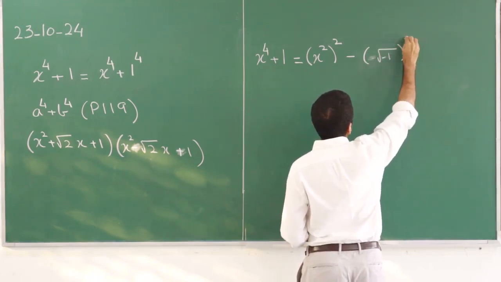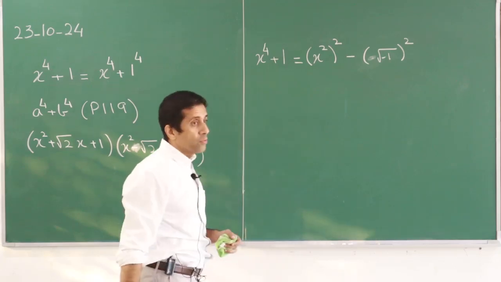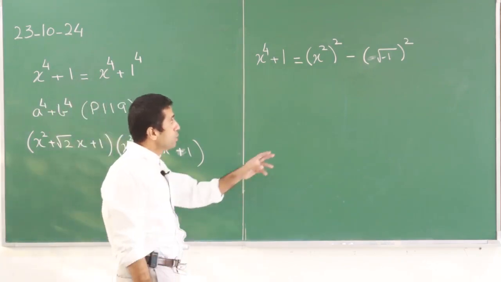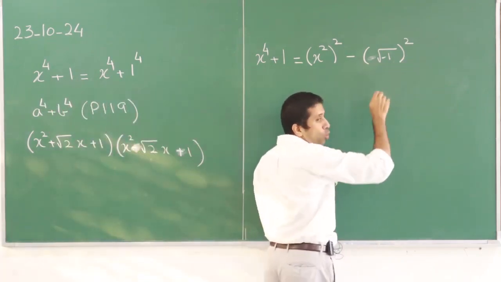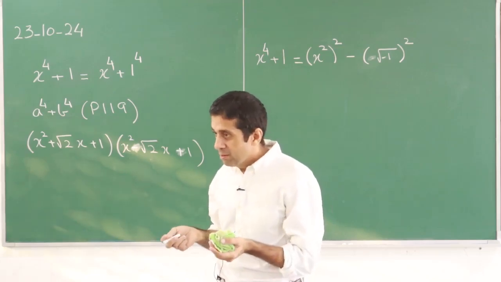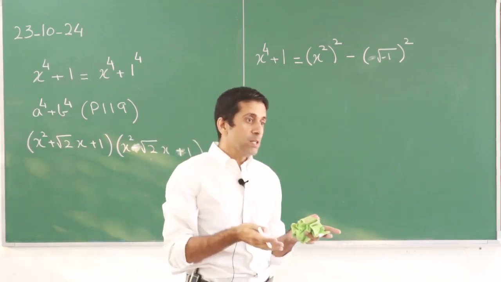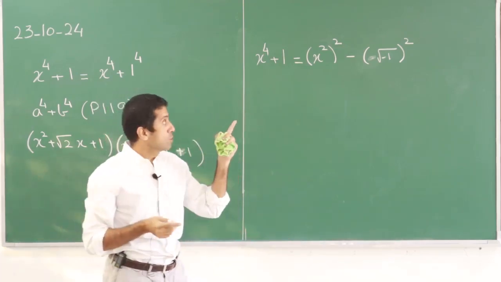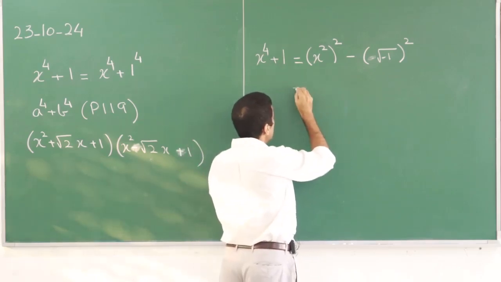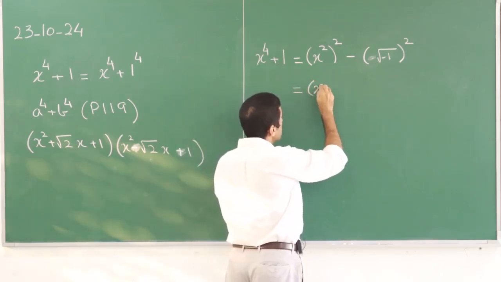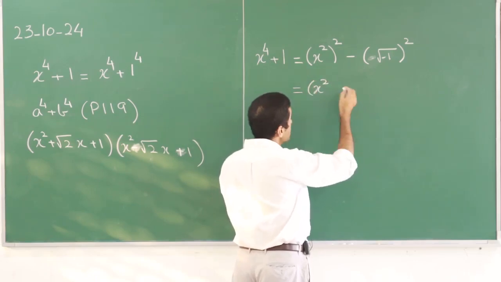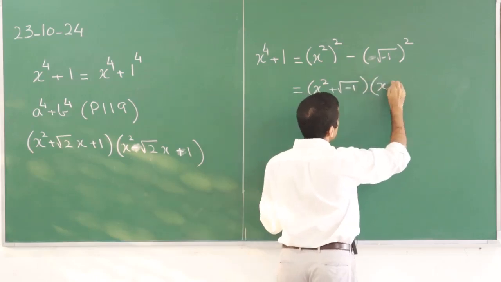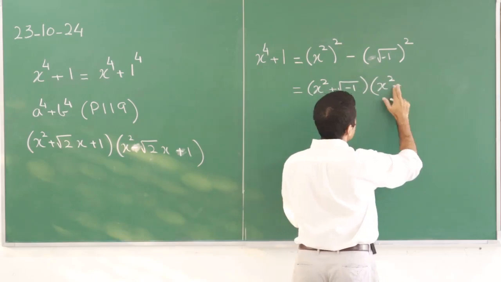Sorry. So now this is of the form a squared minus b squared. When you take the square of the square root of minus 1, what do you get? Minus 1. And minus 1 times minus 1 is plus 1. So this is the same thing. Is this clear to everybody? Yeah? So this is of the form a squared minus b squared, and what is the factorization of a squared minus b squared? It is a plus b and a minus b.